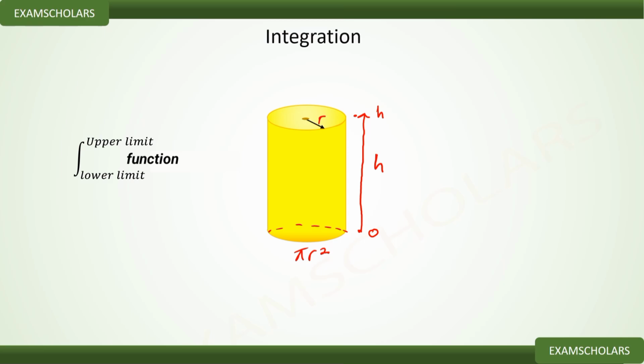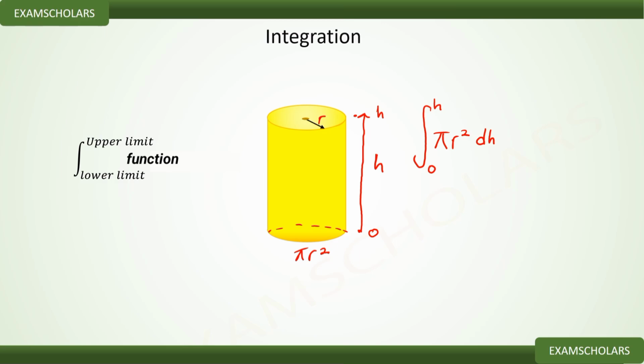Which means that you are integrating pi r squared along which direction? From 0 up to the point at which the height is h. Now what are you integrating along? h. So you are going to have dh here. It's as simple as that.